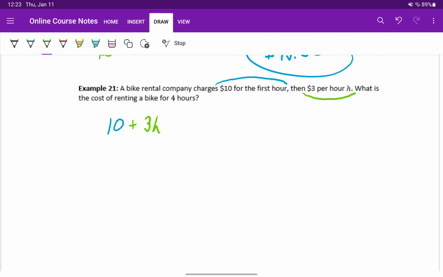Then we want to know what's the cost of renting the bike for 4 hours. There's one trick here that if we're paying close attention as we translated this statement, we can pick up on. We're charged $10 for the first hour, then $3 per hour, even though it's not stated, after that first hour. So really what we want to do in this case is evaluate this for when h is equal to 3, not 4, because we're only paying for hours beyond that first hour.